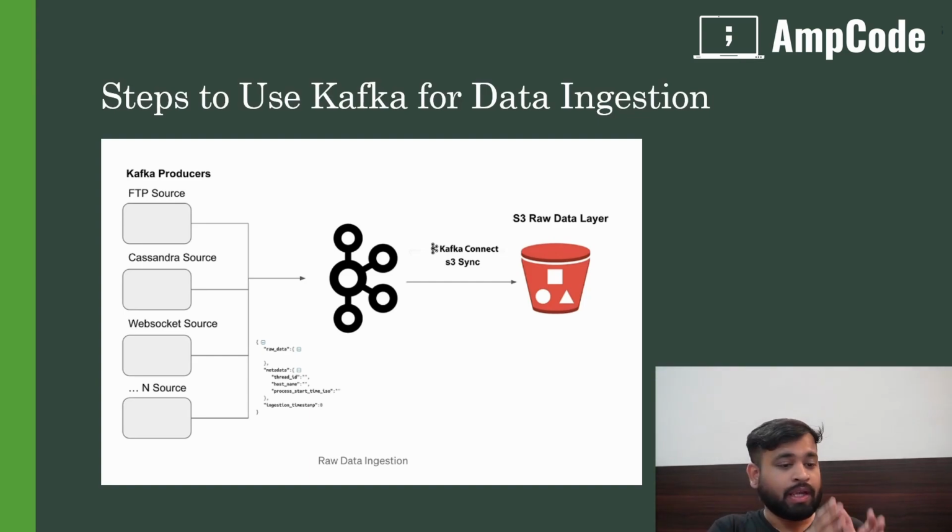This is our flow of using Kafka for data ingestion. The first thing is we will have the Kafka producers. There could be different sources and different producers from which Kafka can consume the data. It could be an FTP source, or a Cassandra source. If you don't know Cassandra, we have already talked about it in the previous lecture: Cassandra is a NoSQL database which works on the column-based approach, which means it stores the data on a columnar basis, and it's a highly efficient NoSQL database.